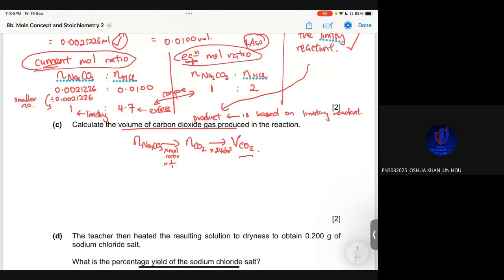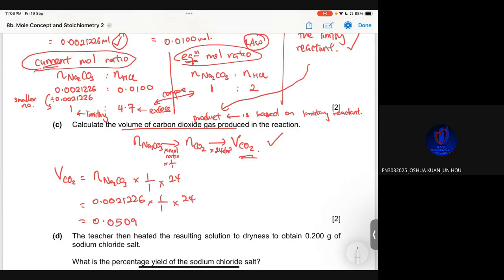Okay, so I'm going to show you how to skip steps. I'm going to do one shot to find the volume of carbon dioxide, because my working is this already. I know what the whole thing to do together. So to find the volume of carbon dioxide, I take the number of moles of sodium carbonate times 1/1 times 24, which will be 0.0021226 times 1/1 times 24. Okay, so if you do this, your answer will be 0.0509 dm cube in 3SF.